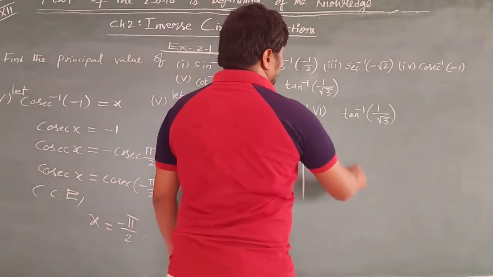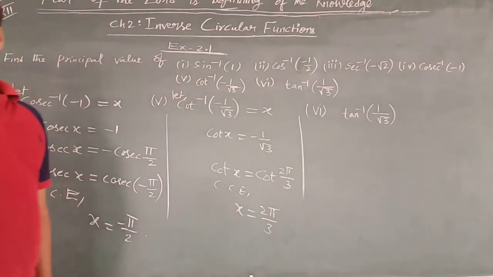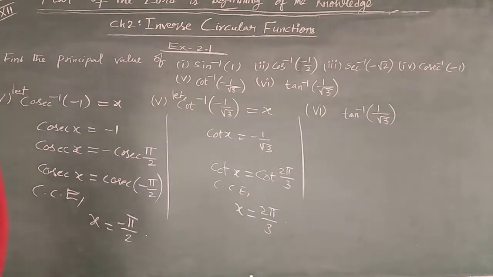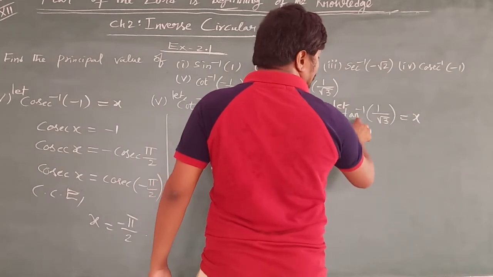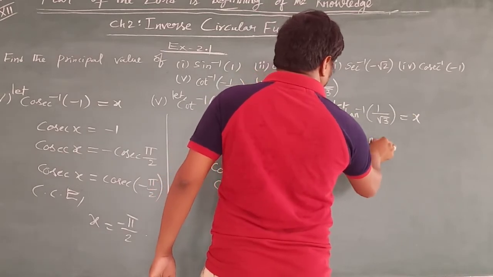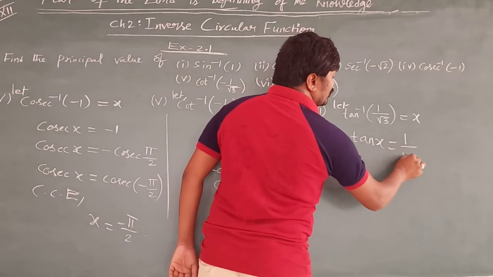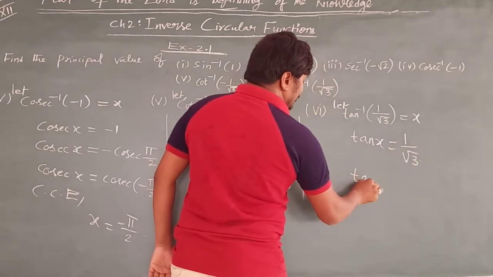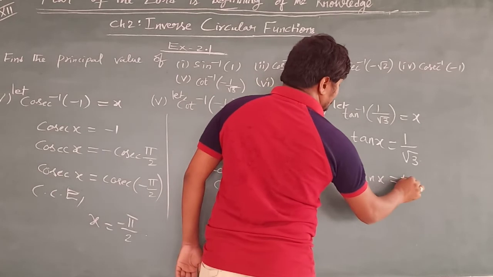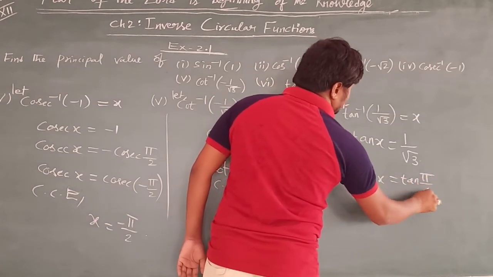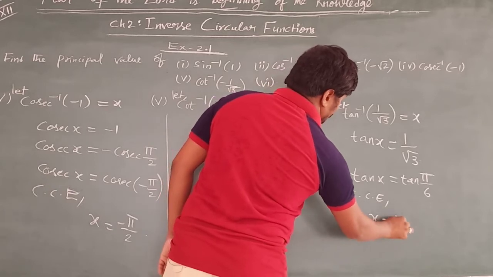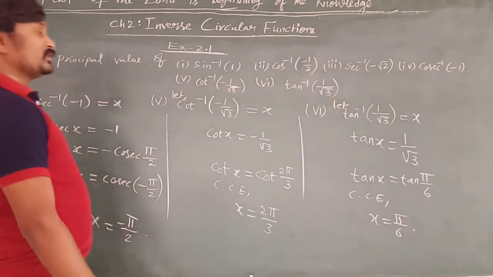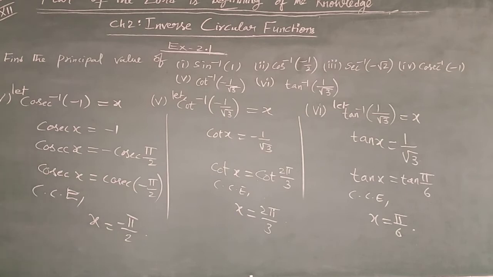So at last, tan inverse 1 upon root 3 we need to find out, and here it is equal to x. Then tan inverse becomes tan, so tan x is equal to 1 upon root 3, which means tan pi upon 6. So then again comparing corresponding elements, x is equal to pi upon 6, that is your principal value of tan inverse 1 upon root 3.